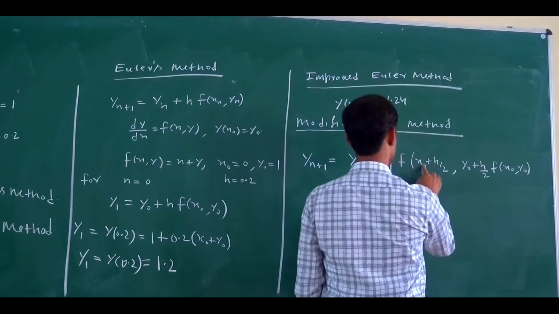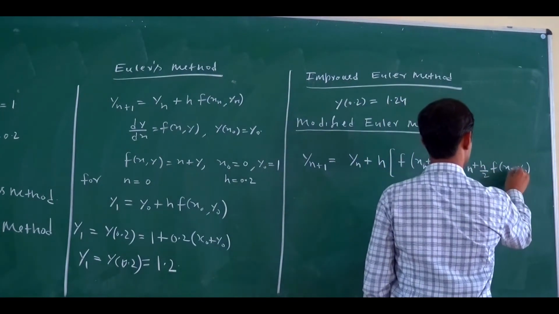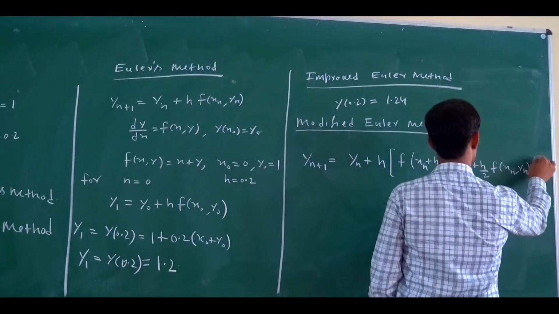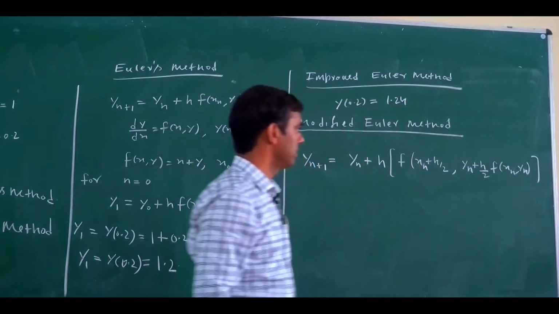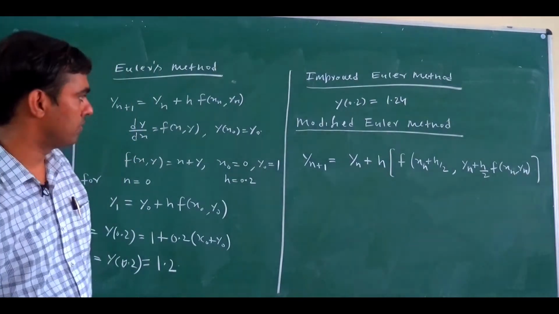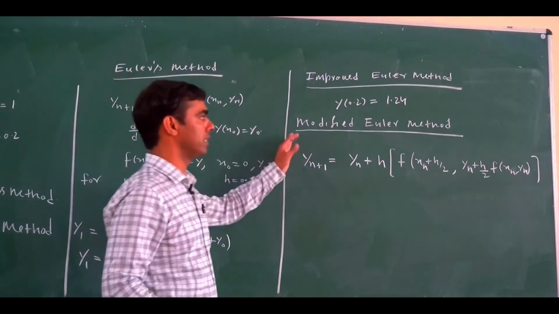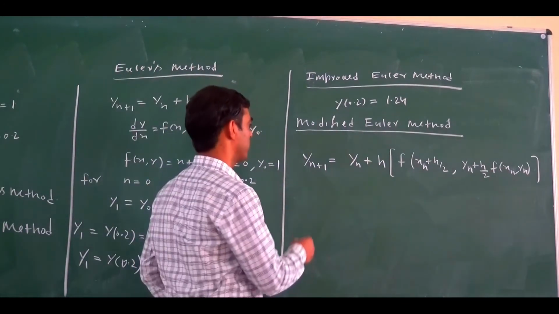Here this one is x actually. Here we write a n in terms of x and y. This one is the iterative scheme of the modified Euler method. Once we verify the result, y n plus 1 equals y n plus h f of x n plus h by 2, y n plus h by 2 f of x n, y n. So this one is the modified iterative scheme of the modified Euler method.